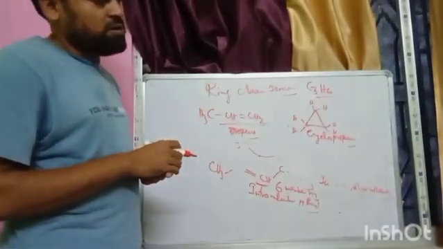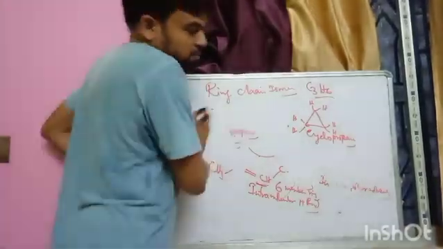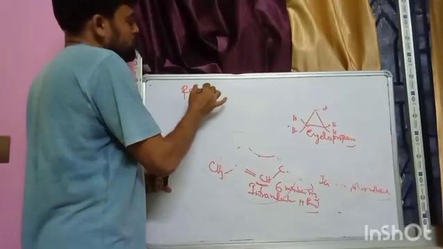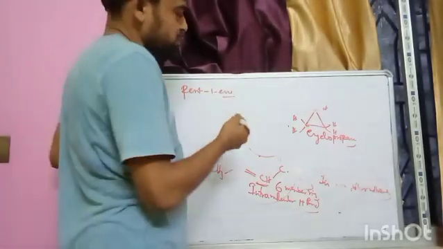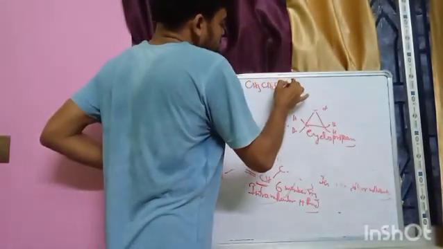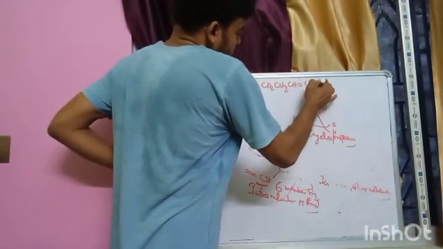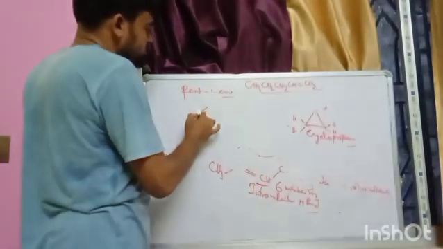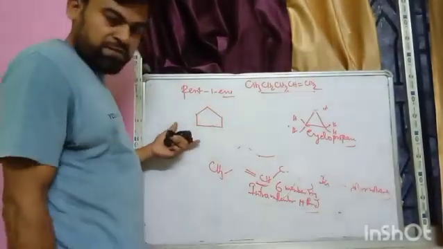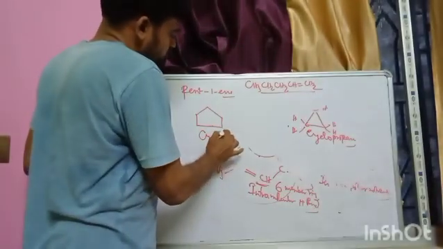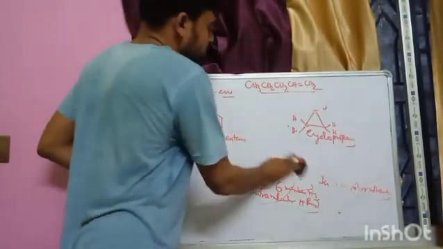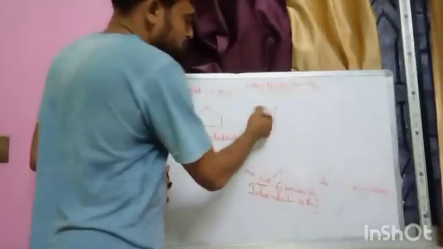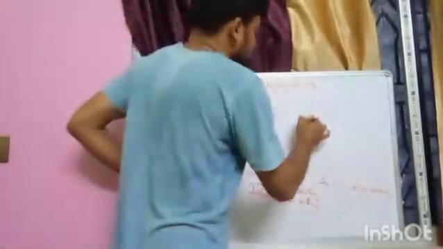Another example of ring chain isomer is pent-1-ene, or pentene, CH3 CH2 CH2 CH double bond CH2. It is called normal pentene. Its cyclic structure is also present. That cyclic structure is called cyclopentane. Another example of another structure is called cyclobutane.